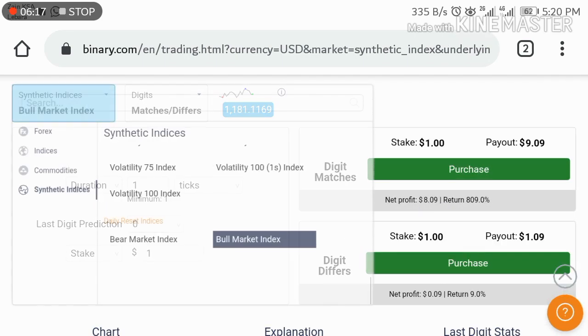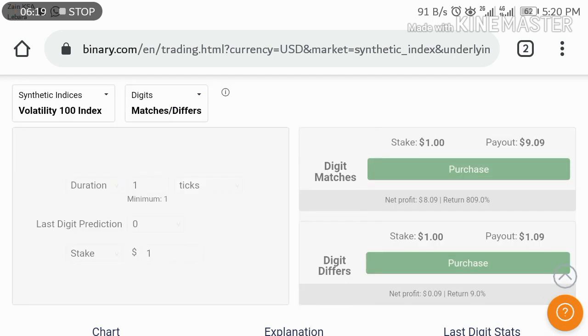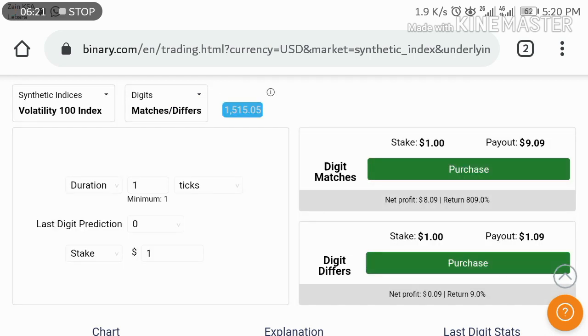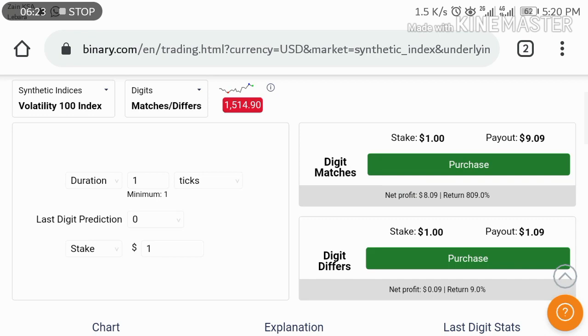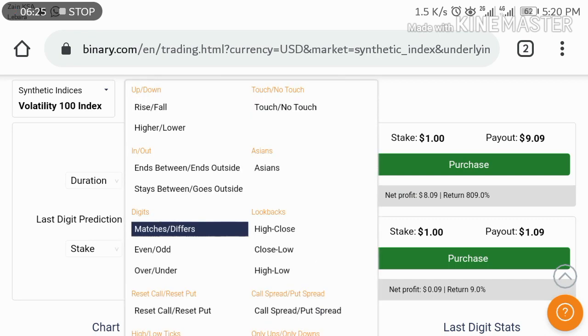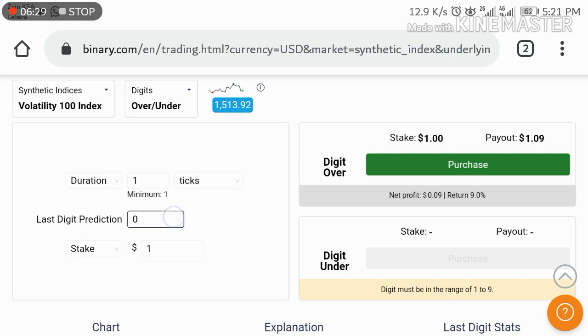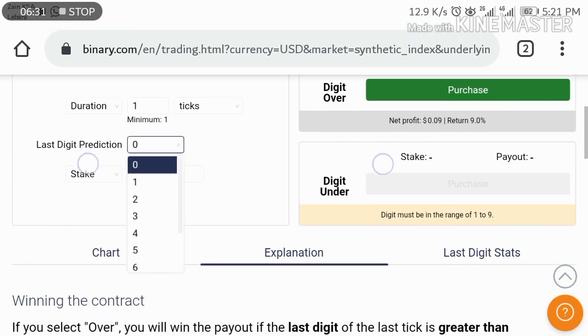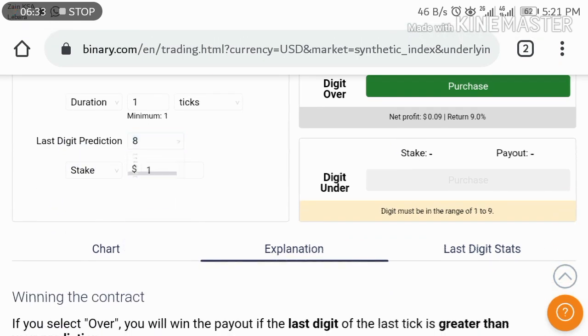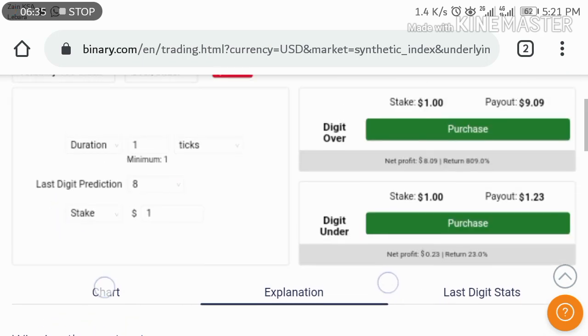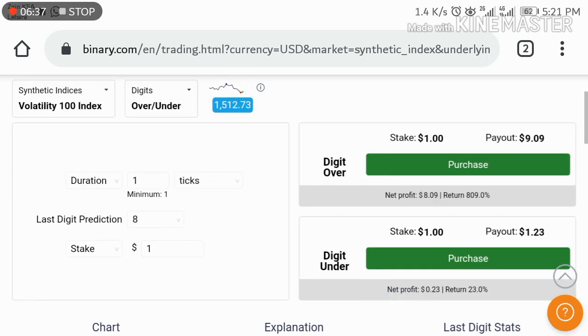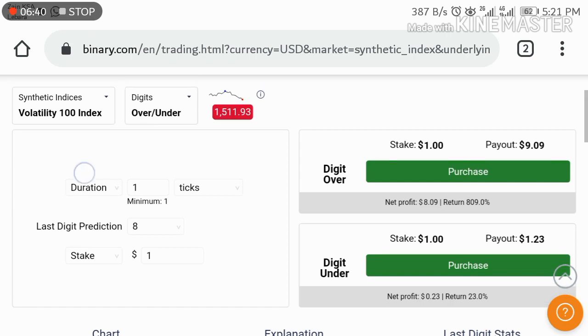Let me move on to the 100 index. For the 100 index we will choose our under strategy. Then the last digit we will choose is 8. And for 8, how do we do this? That killing trick is this.